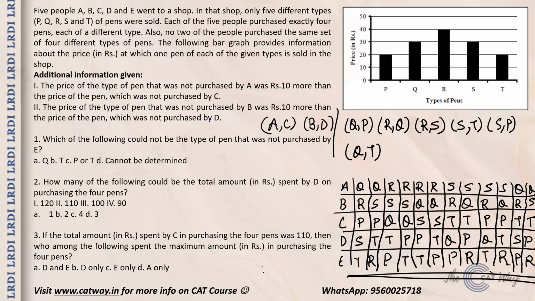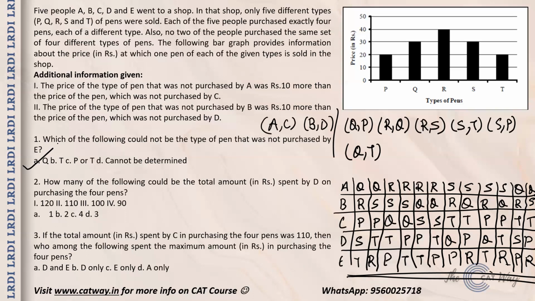So the possible options are U or S, but because S is not available in this, the correct answer will be option number A, Q. Going to the second question, what do you have? How many of the following could be the total amount spent by D on purchasing the 4 pens?